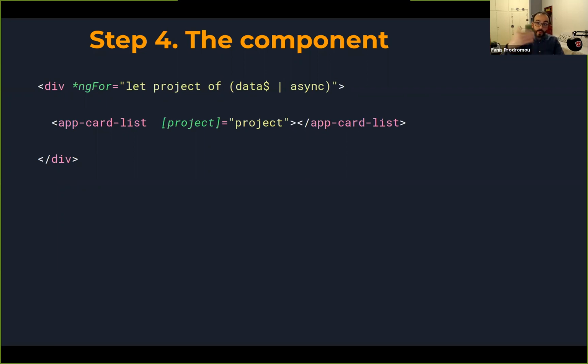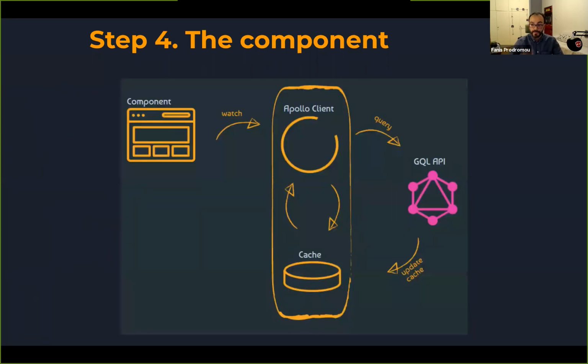I'm not going to spend a lot of time on the component, at least on the slides, but what I want to present to you is the flow that GraphQL and Apollo have. With the component, we just said previously, there is a watcher. The watcher is an observer to the Apollo client, and then the next step is for the Apollo client to send the query to the GraphQL API server.